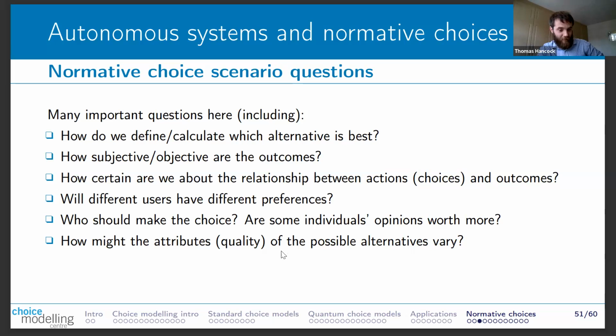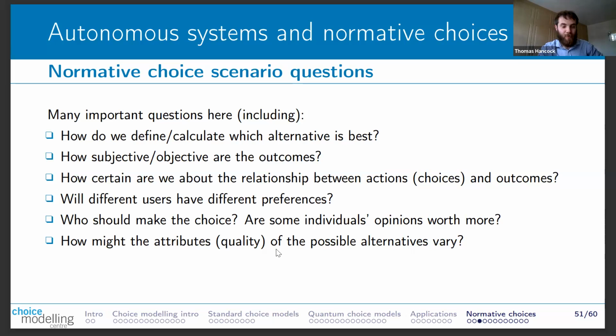And related to that, who should make the choice? Are some people's opinions worth more than others? Should we be looking at road safety experts' opinions on which roads we build? Should we be looking at the opinions of doctors as to what type of care is automated?